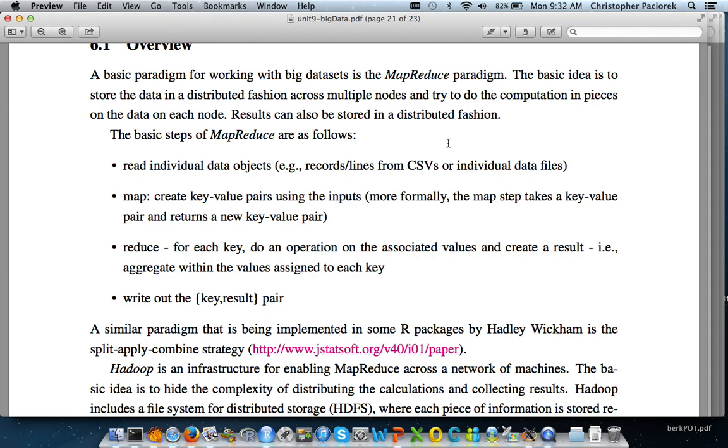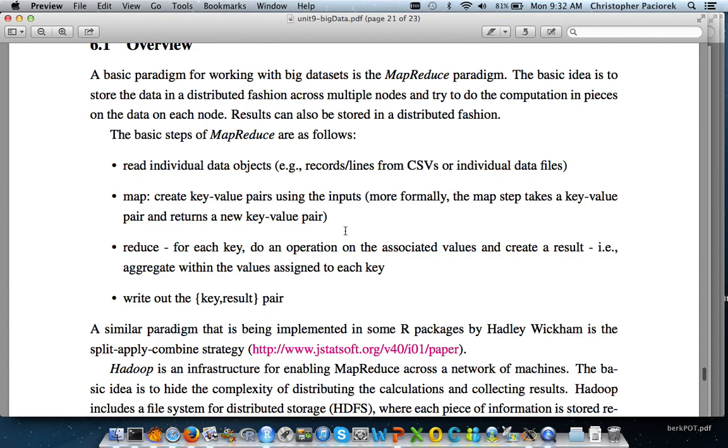And then the reduce step is basically for each key, so for each group, I'm going to do some calculation, some aggregation or summarization or some sort of estimation. And then I'm going to write out the result of that. So the result is going to be a pair that's the key, and then the result from having done some calculation on all the values that are associated with that key. So that's the basic idea.